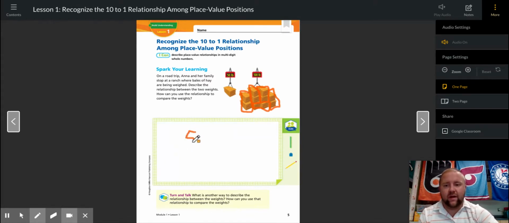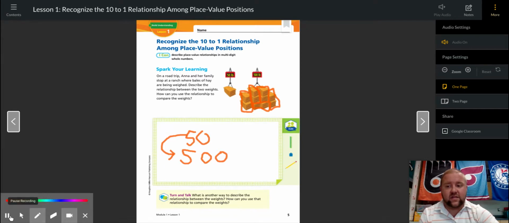So in here we had 50, and then we have 500. Okay, we know that 10 of these 50s are going to give me 500. So that means that 500 is 10 times the size of 50. All right, so that's kind of like our opening idea for this lesson.